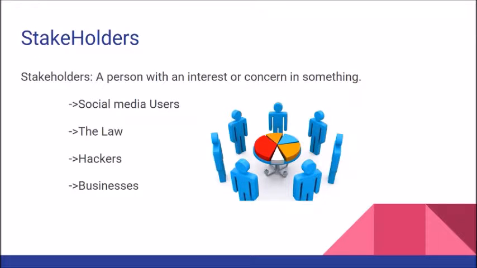So here we can see we have many stakeholders involved in this. A stakeholder is a person with an interest or concern in something. In this case, we have the social media users themselves having their information online, the law around surveillance of social media, hackers who gain illegal access to users' information, and businesses, be it the company of the social media or the businesses that they sell information to.